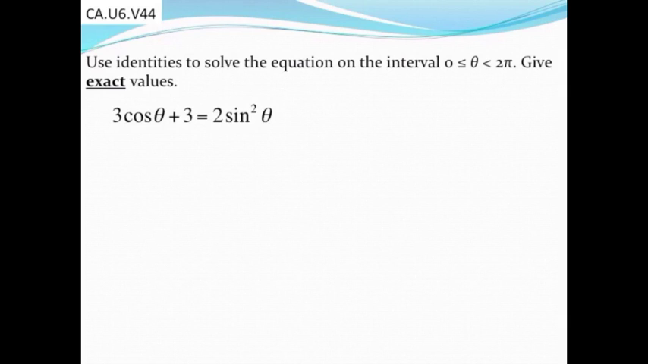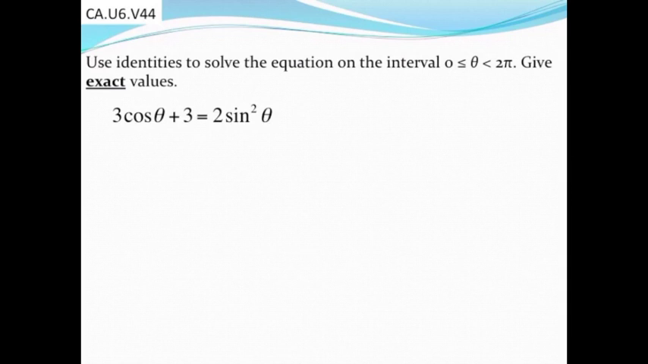To solve this trig equation, we're going to need to use identities and factoring to arrive at our solutions. So I'm going to start this problem by using some identities. Now you may notice right away we've got a problem with cosine and sine in it. So that's going to potentially be a problem, and this time it is.